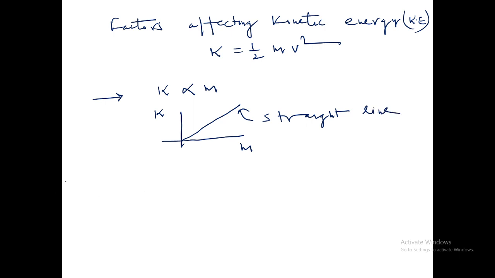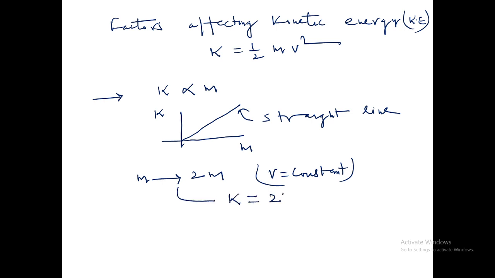Thus it concludes that if mass of a moving body is doubled, keeping velocity constant, v is constant, the kinetic energy of the body, in this case, what effect will go? K will become 2k. Kinetic energy of the body also gets doubled.